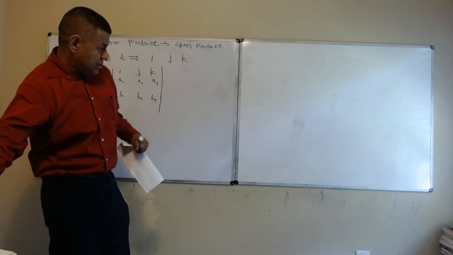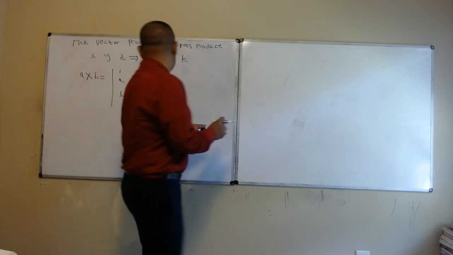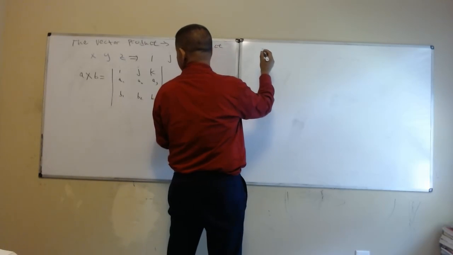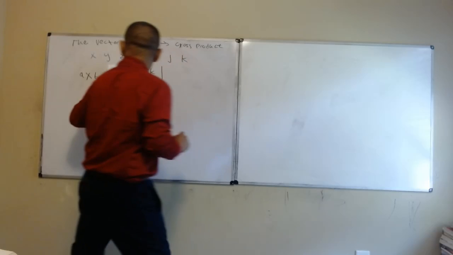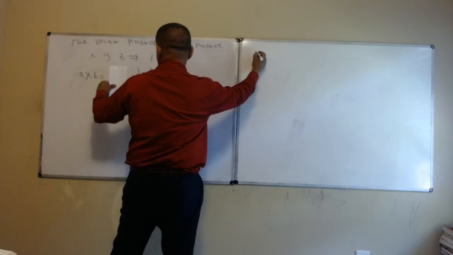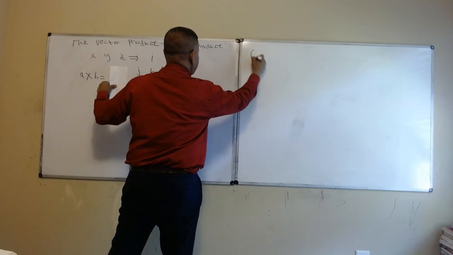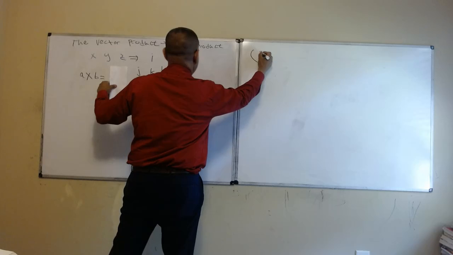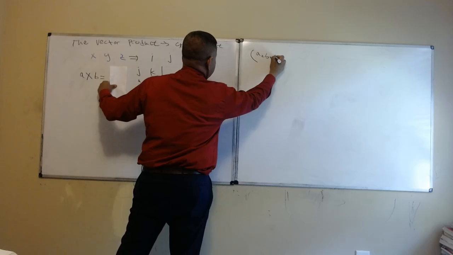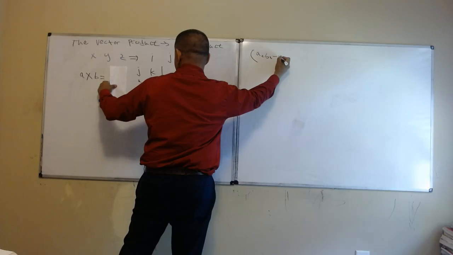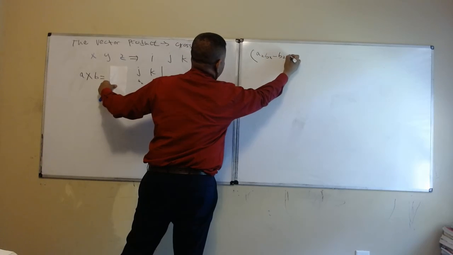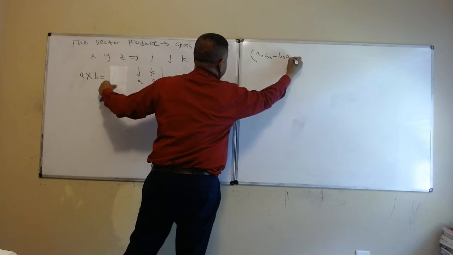So let's do this. Like I said, we cover this, and when we cover that, we just get this. And we do A2 B3 minus B2 A3.